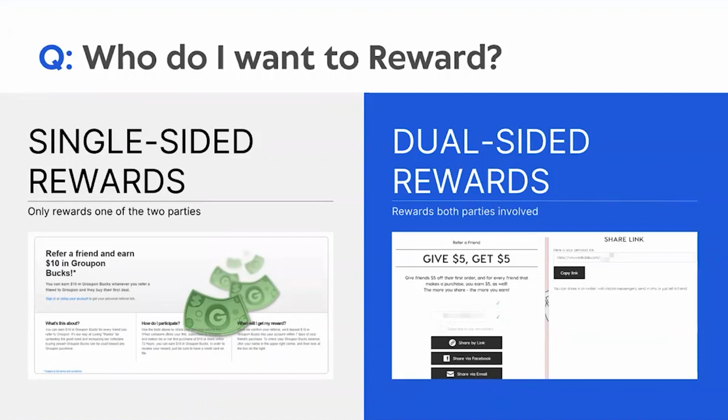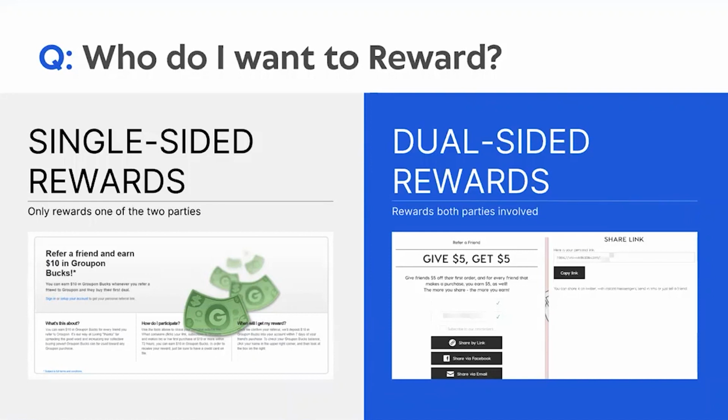One thing worth noting, though, if you're considering a dual-sided reward structure, of course, you'll want to make sure you have enough resources to reward both parties. And in reality, you're probably going to be rewarding the member and the referral a little bit less, just because you're rewarding two people instead of one. So that's a good transition into our next step.